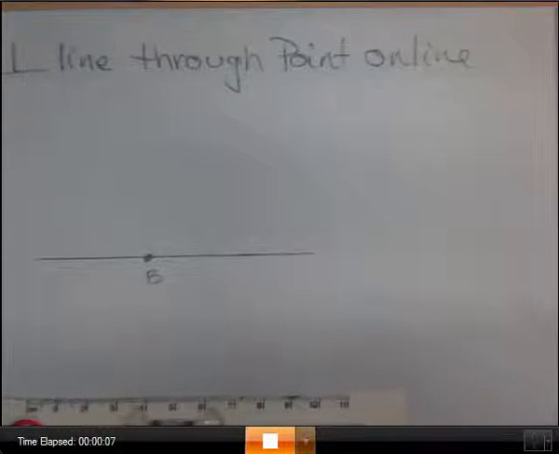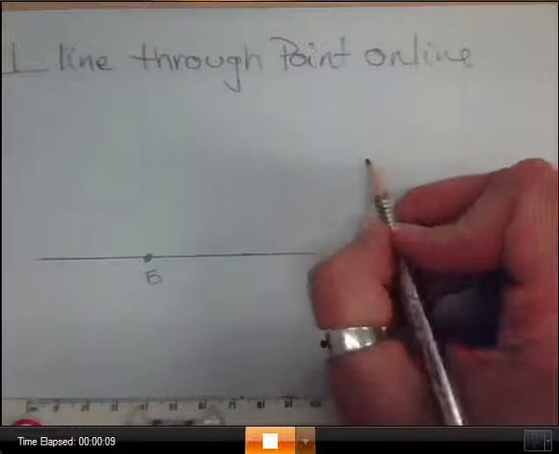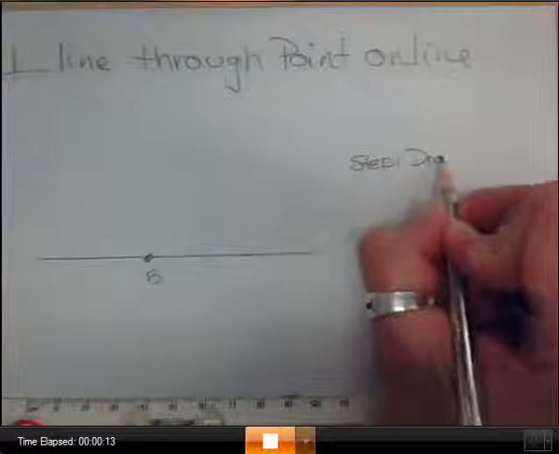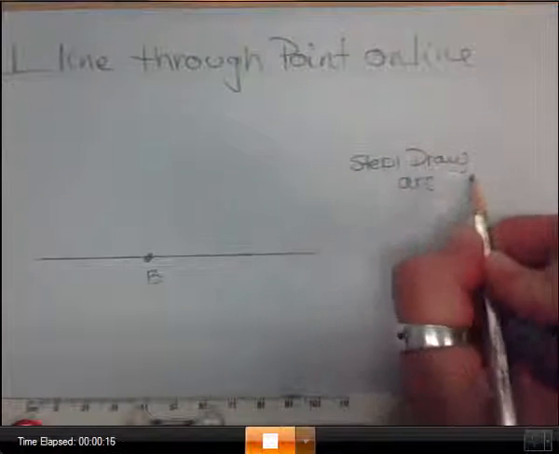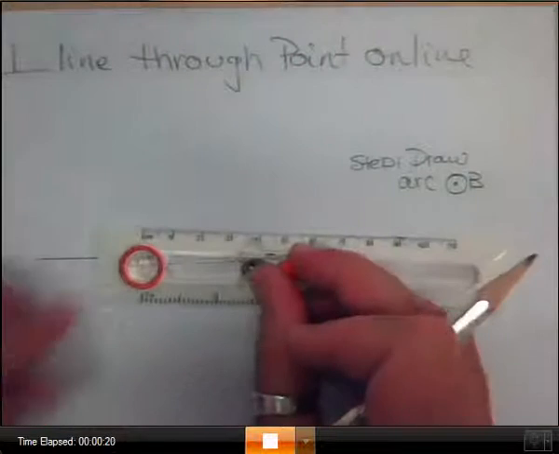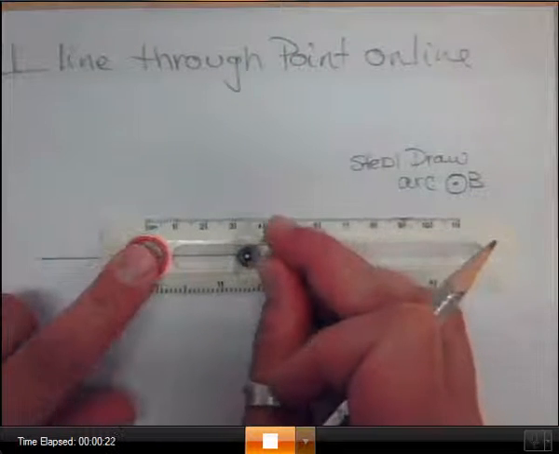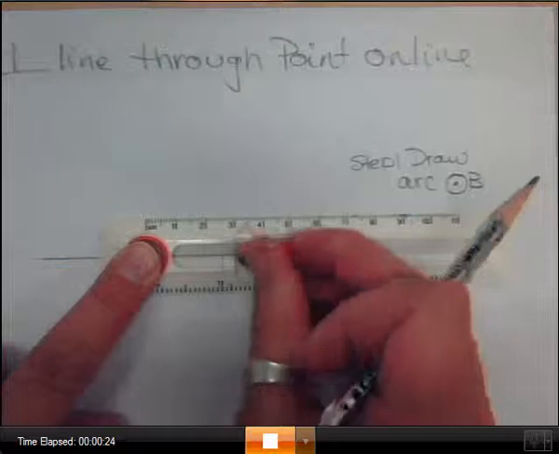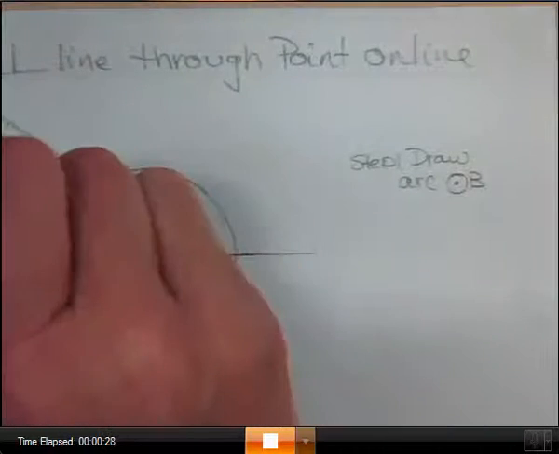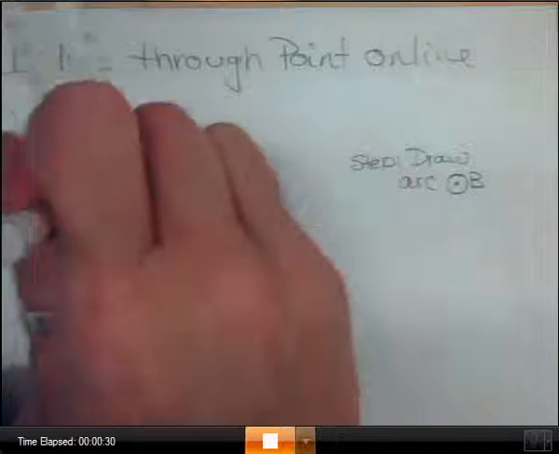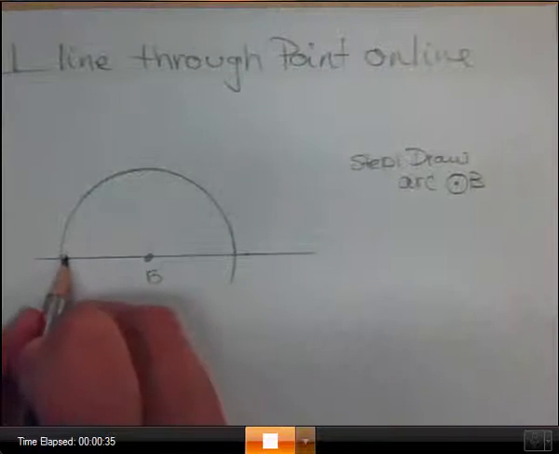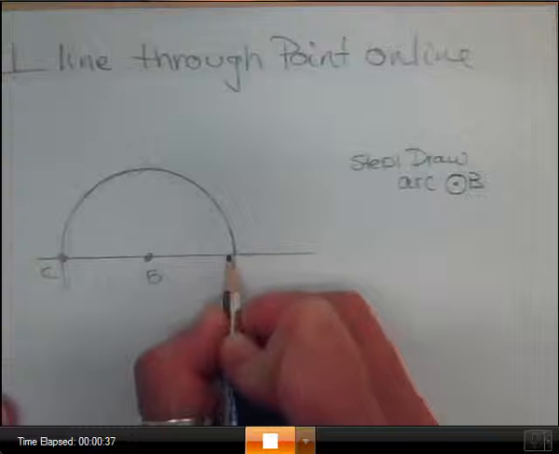Okay, so our step one is going to be to draw an arc centered at point B. It just needs to intersect your line twice. So draw your arc, intersecting your line twice. We're going to label those points of intersection C and D.